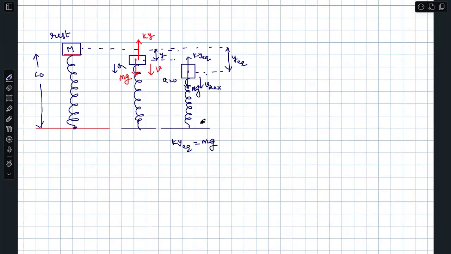So till this point, weight dominates. At that point, weight force and spring force balance. At that point, velocity attains maximum. And thereafter, what happens? It will go down with deceleration. It keeps moving down with deceleration. It may have a downward velocity, but upward acceleration.